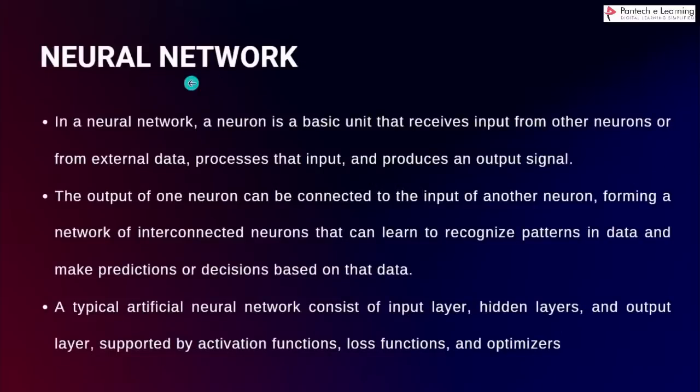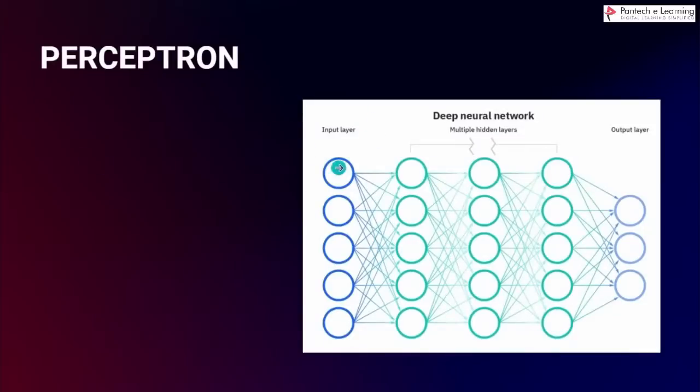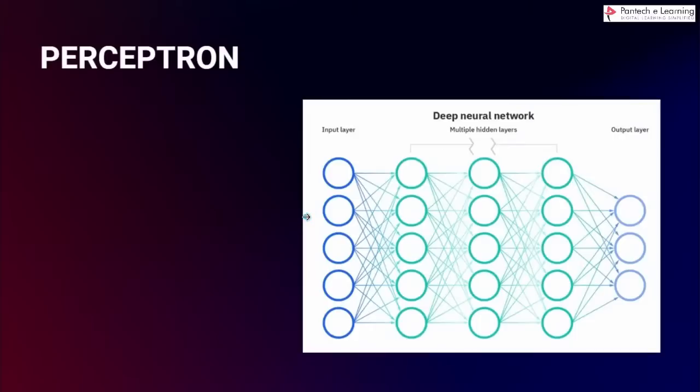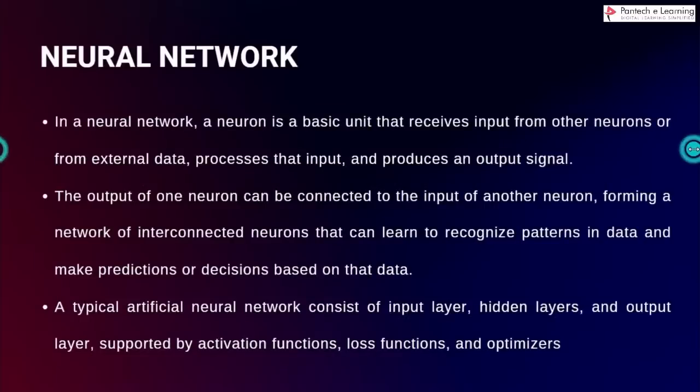Okay, and then going into the next one, let us see some intro about neural network. In a neural network, a neuron is the basic unit that receives input from other neurons or from external data. For example, here the input layer will receive the input from the external network, which means the data you are passing, but these neurons will be receiving the input from previous neurons, right? So neurons will give it to the neurons, and neurons will give it to the neurons. Some neurons will get it from the outside environment, which is like the data set you are passing, etc.